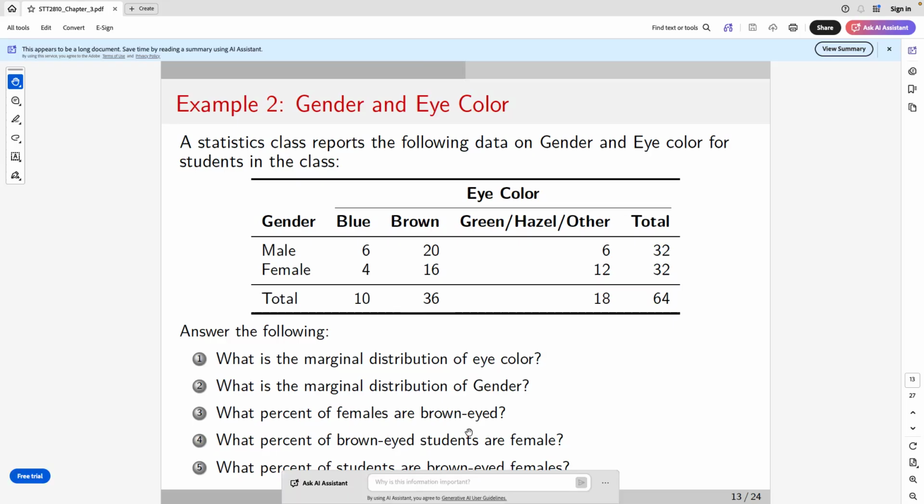Let's get to the fifth one. What percent of students are brown-eyed female? 25%. The question is saying what percent of students? How many students in total do we have? 64. Is that okay? How many of them are brown-eyed female? 16. 16 out of 64.